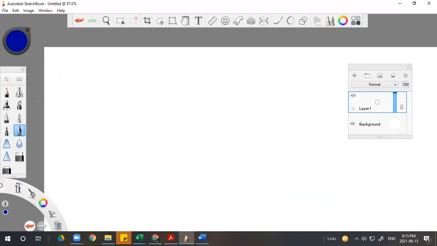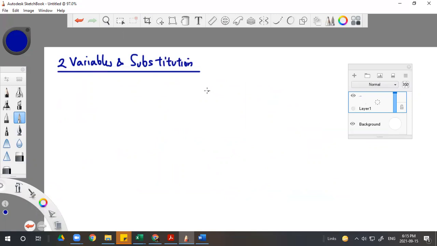2 variables and substitution. Here. Let me make it simple. Let me go straightforward. For example, a linear equation that follows this rule.